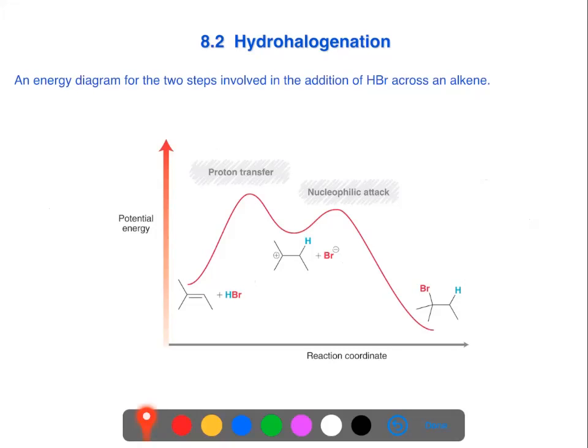We have two steps, so that implies there's a single intermediate, shown here as this minimum. Our first barrier is our proton transfer, and the second barrier is our nucleophilic attack. And so going from our alkene through this addition process, we end up with a more stable product, that of the alkyl halide.